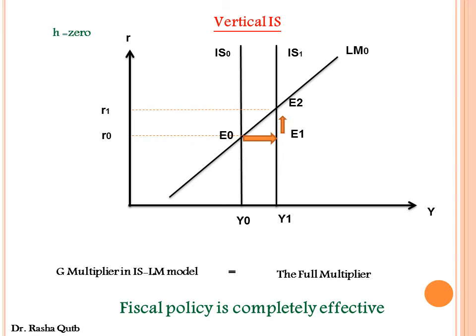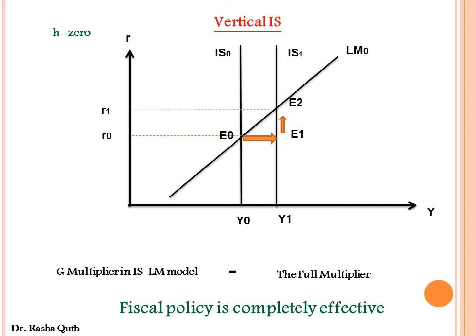This causes the IS curve to be vertical in this case when H equals 0. H means investment sensitivity to interest rate. The starting point is at E0, when we have internal equilibrium in the whole economy, when we have equilibrium in the goods market and the money market. The initial equilibrium in national income is Y naught. The initial equilibrium interest rate is R naught.